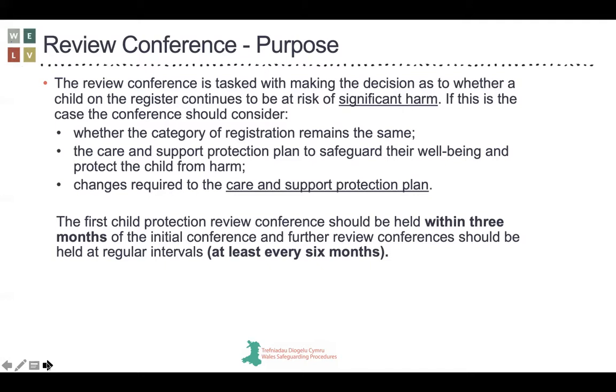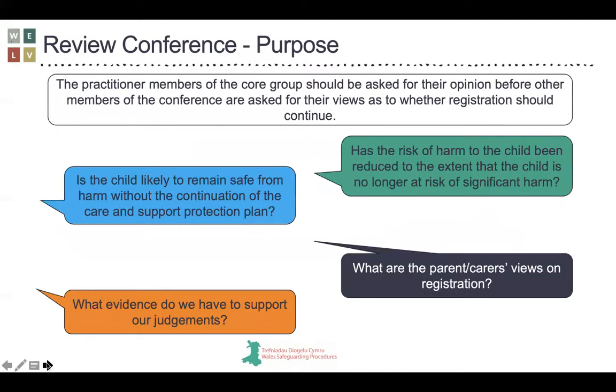In terms of timings, the first Child Protection Review Conference should be held within 3 months of the initial Child Protection Conference, and further review conferences should be held at regular intervals, but at least every 6 months. During the review conference, practitioner members of the core group should be asked for their opinion before other members of the conference are asked for their views as to whether registration should continue.